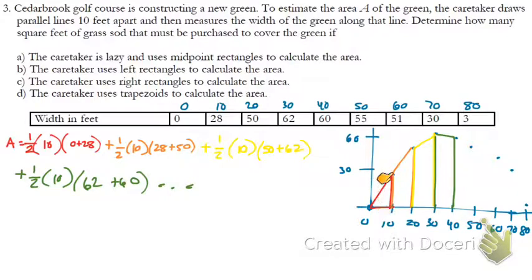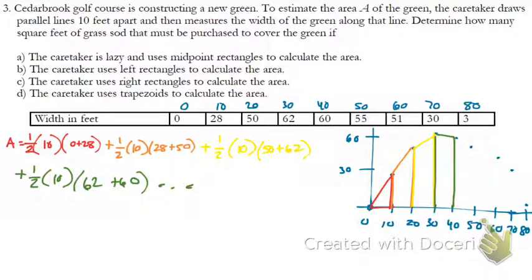Then this height at 10 goes up to 28. Notice that's part of the red trapezoid and the orange one. So here you see 28 in the red trapezoid, and here you see it in the orange one. Then the height at 20 was 50, and you see it in the orange one and the yellow one. So here's the 50 for the orange one, here's the 50 for the yellow one. At 30, the height was 62, and you see it in the yellow one and the green one. So here's 62, here's 62. All right, and it's going to continue like that as we go forward.